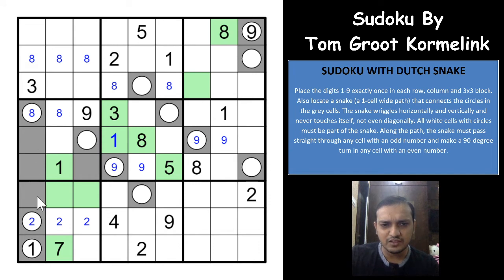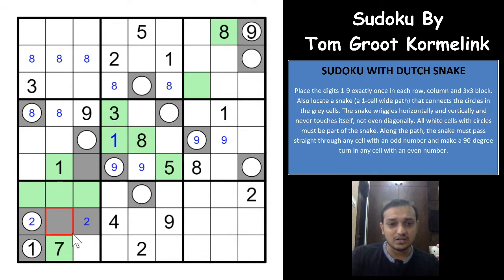So you have these 5 odd numbers, and you already have one odd number in that row given, so you will have 6 odd numbers, which is not possible. 1 to 9 has only 5 odd numbers, which means that this snake path cannot go upwards. It will have to turn here, right? So this cannot be a 2, because a path that goes straight on a cell cannot have an even number. And even this cannot be a snake cell now, because then you'll have a branching off in the snake. So this is not a snake cell, right?